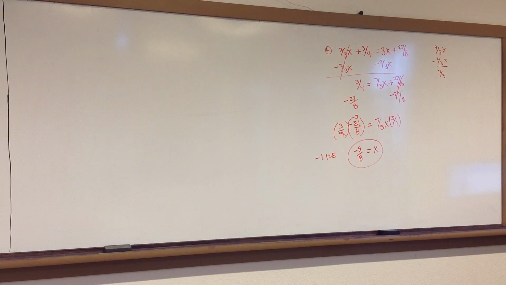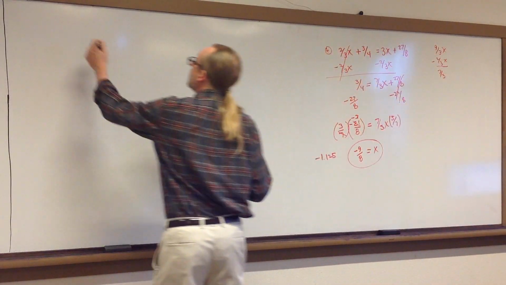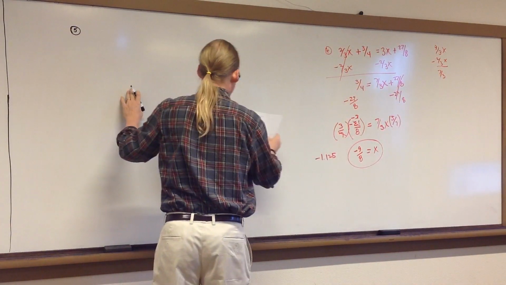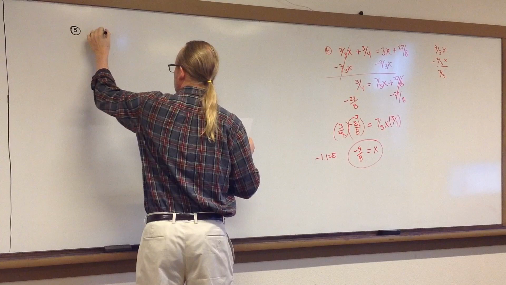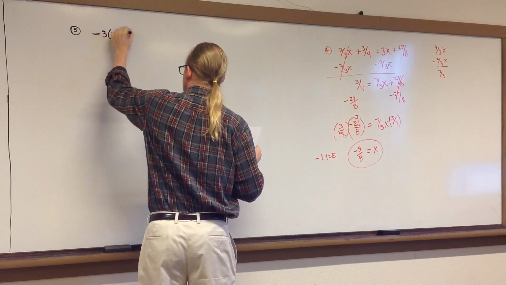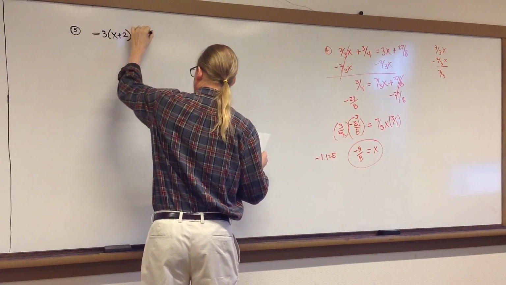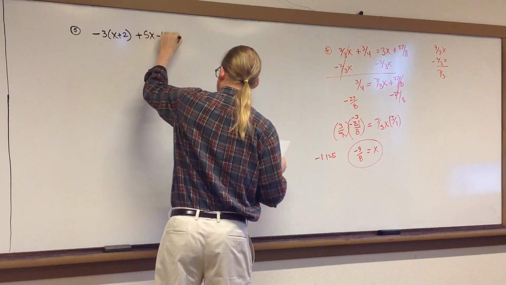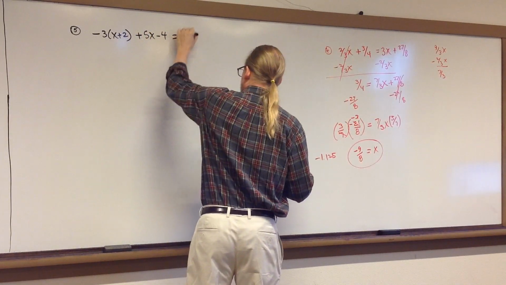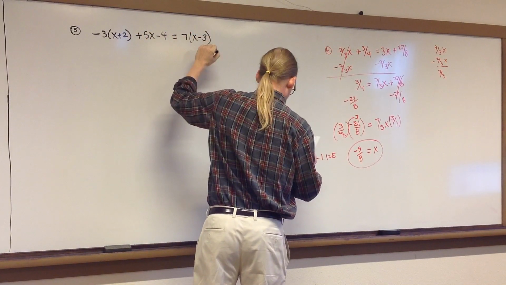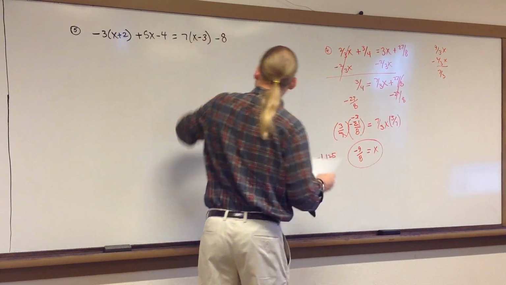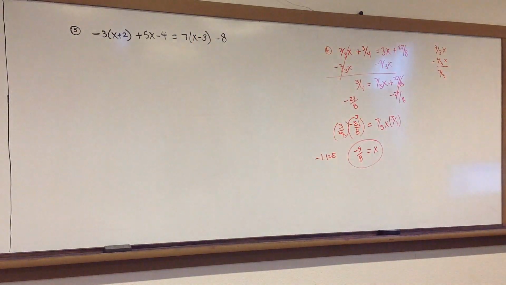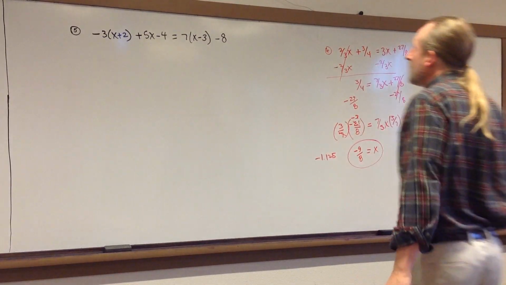Okay, problem 5, a little bit more complicated. Let's see, what do we start out with here? Negative 3 times x plus 2, plus 5x minus 4, equals 7 times x minus 3, minus 8. Okay, so here's the equal sign.